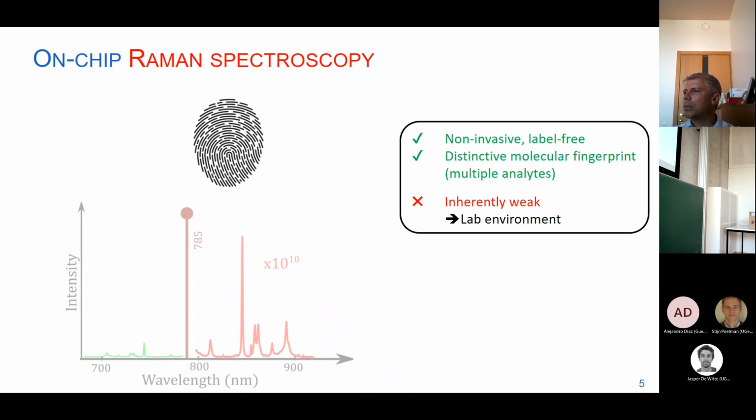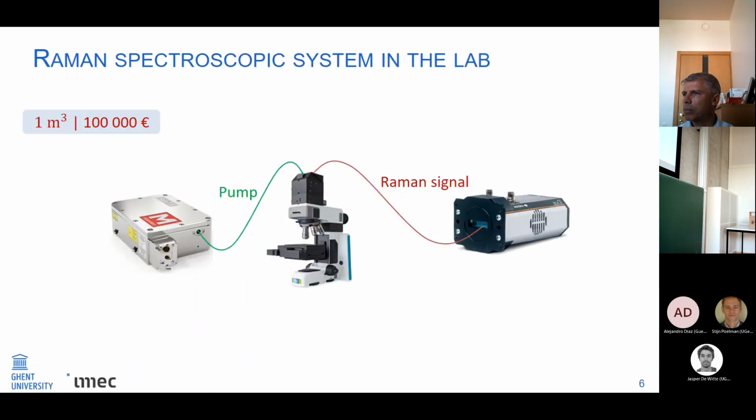Unfortunately, Raman spectroscopy is an inherently weak technique, and therefore it's really limited to the lab environment. A typical Raman spectroscopic system in the lab looks something like this, where you have a laser right here, a confocal Raman microscope, where you have the pump light that's focused down onto a sample that you want to probe, and then the Raman scattered light is also collected and sent towards a deeply cooled detector.